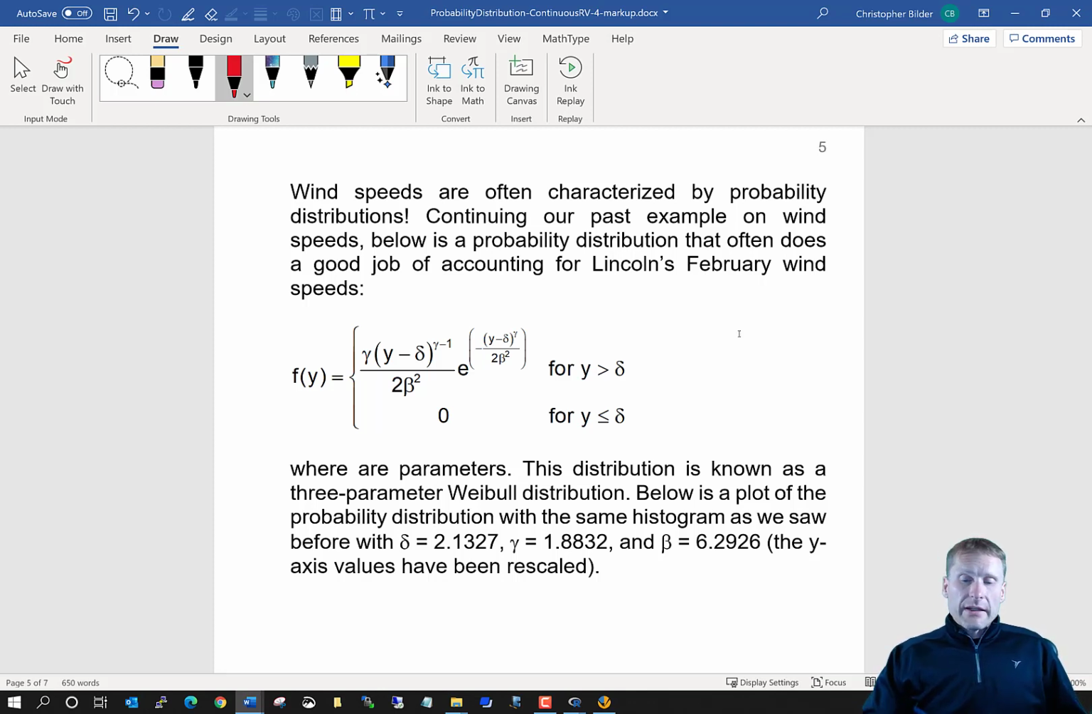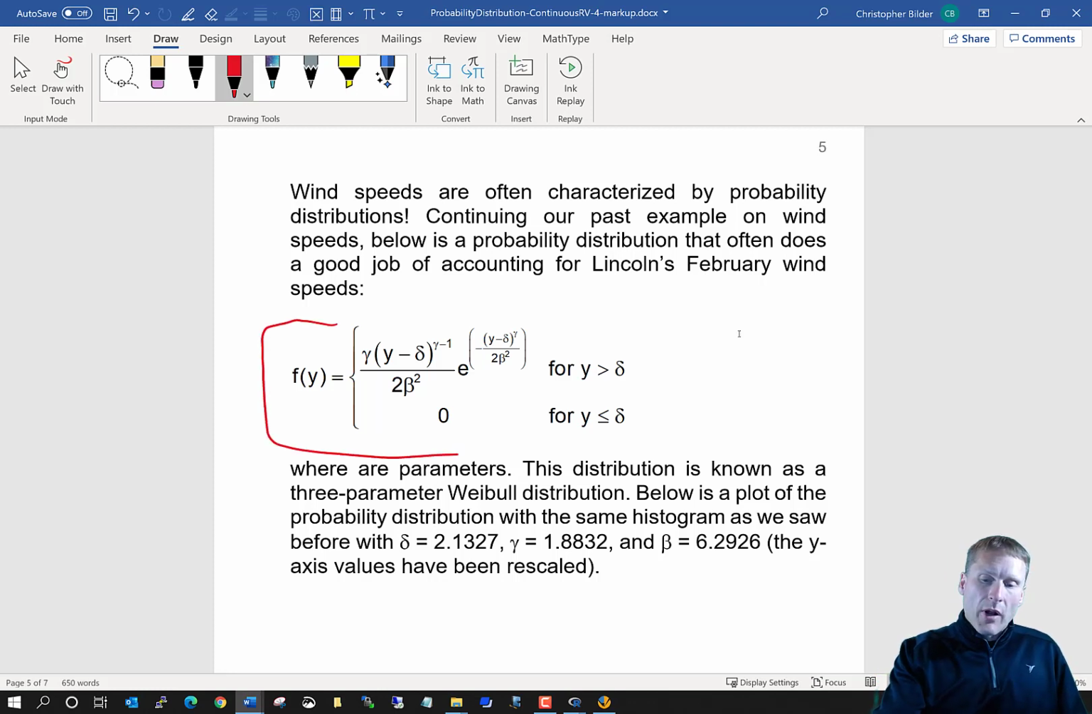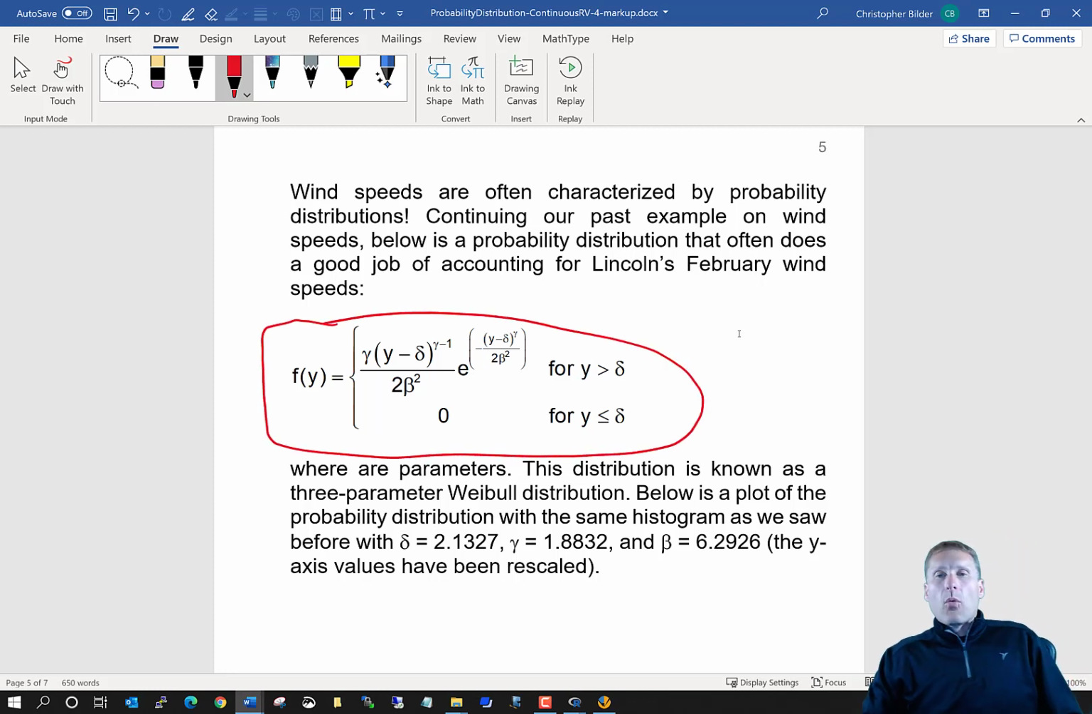And so for Lincoln, here is an actual probability distribution that one could use that does characterize wind speeds rather well in our data set. This probability distribution has a name. It's called a Weibull distribution. And similar to what we saw with the discrete random variables, there are a number of probability distributions for continuous random variables that are quite useful, and they have names associated with them. This is one particular one.